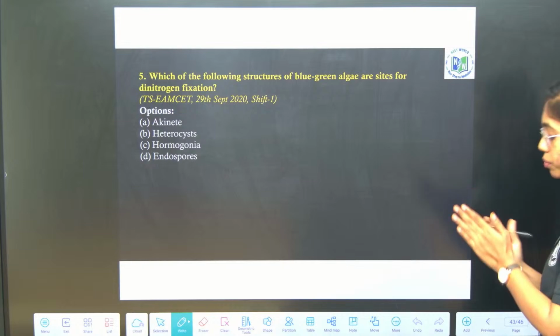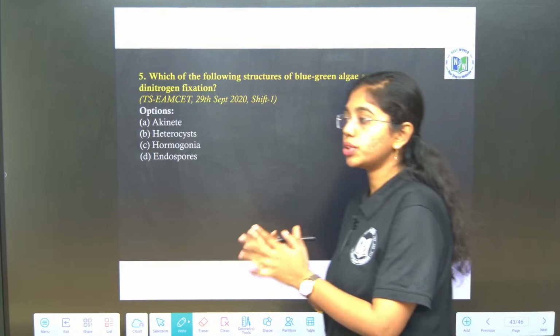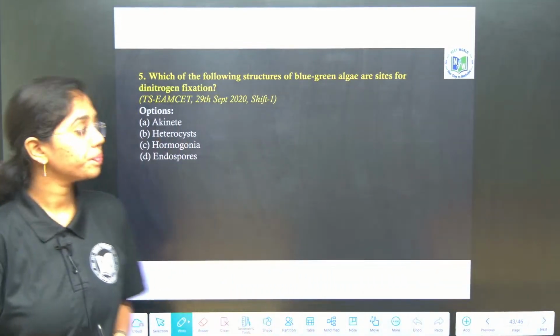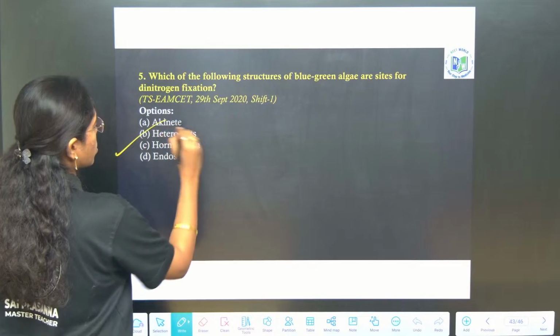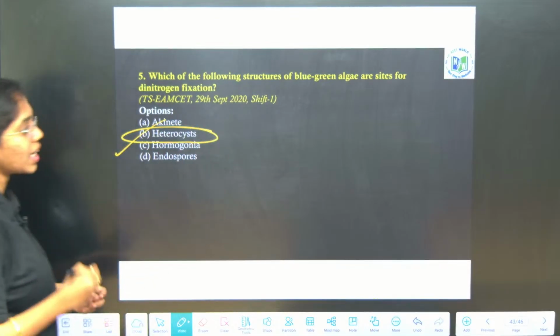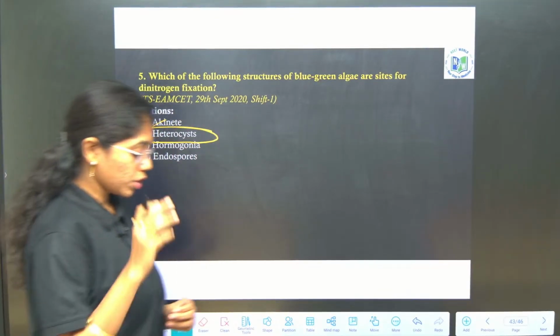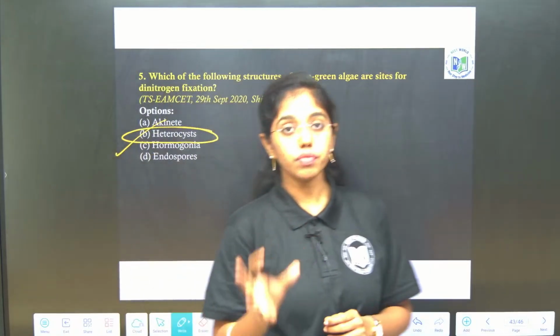Again a question from cyanobacteria. This is the last question we are solving for today's session. Which of the following structures of blue-green algae are sites of dinitrogen fixation? Dinitrogen fixation, it is heterocyst. These are the specialized structures of BGA which are purely involved in nitrogen fixation.